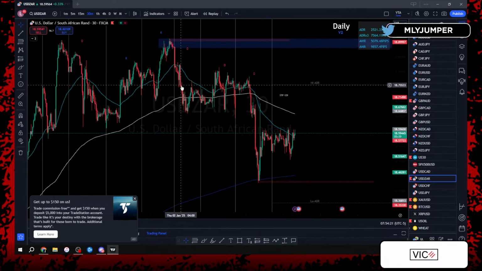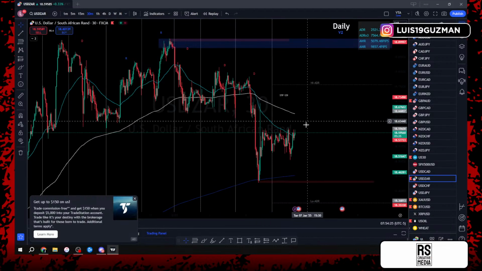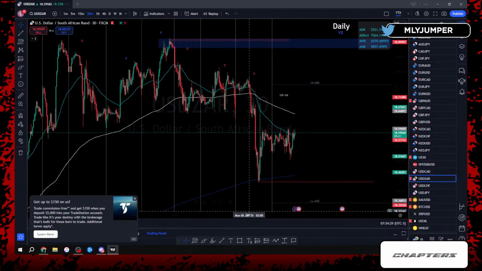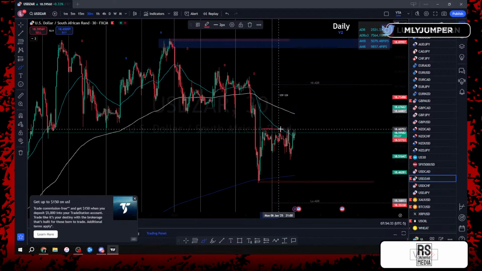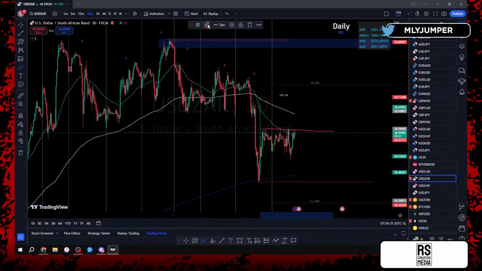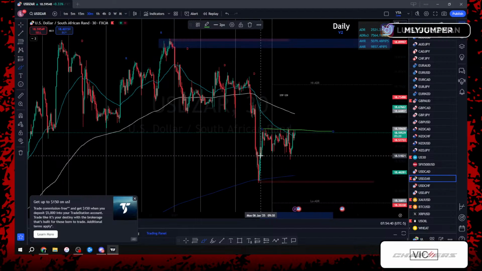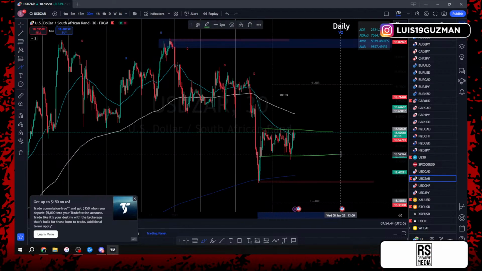USD ZAR. 3 days of drop. After 3 days of drop, looking for price to move sideways or push to the top side. And right now, price has just been moving sideways. So again, very similar to USD CAD, but we'll want to see price break these highs to continue that pullback to the top side, or we'll be looking for price to break these lows.